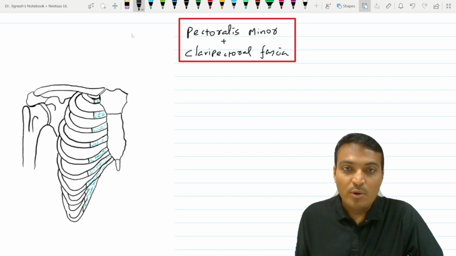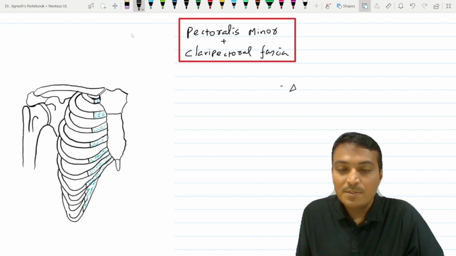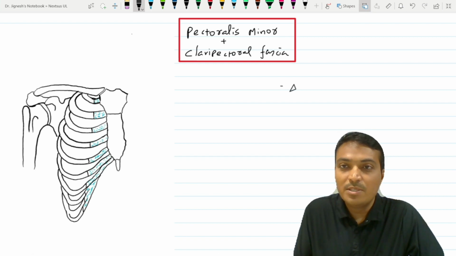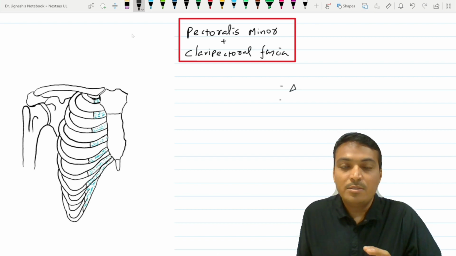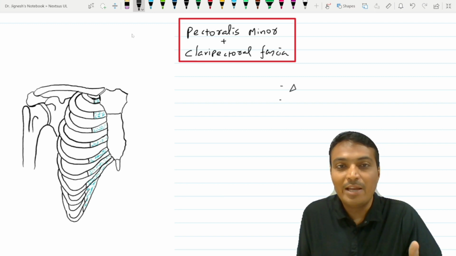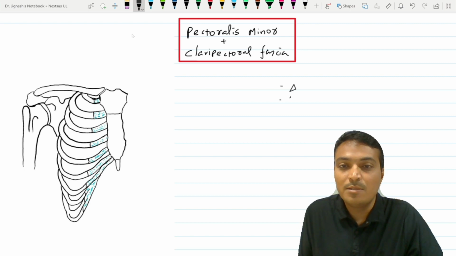When we see the pectoralis minor muscle, it is a triangular shaped muscle, and it is situated just beneath the pectoralis major. So when we reflect the pectoralis major muscle, we can see the pectoralis minor muscle.